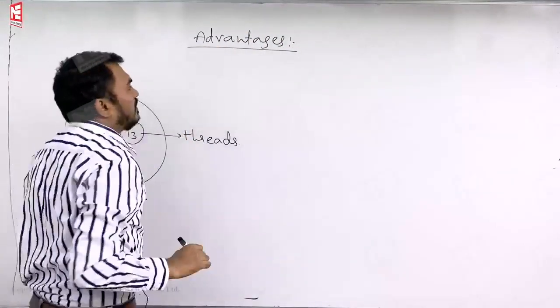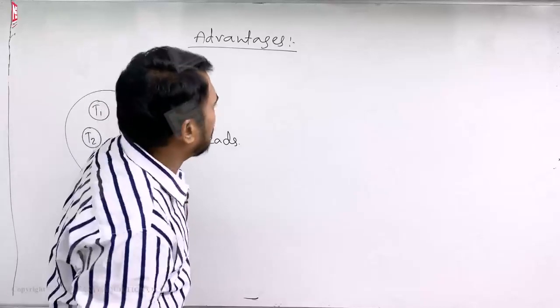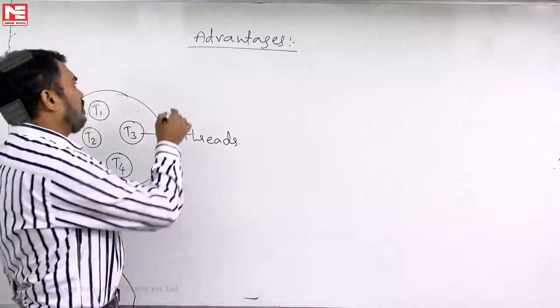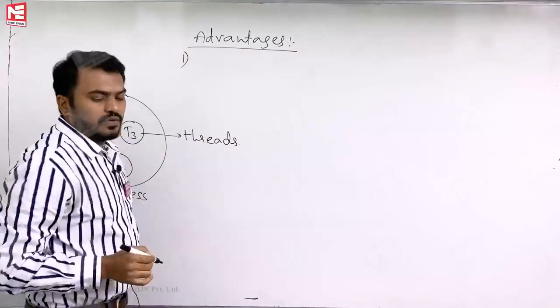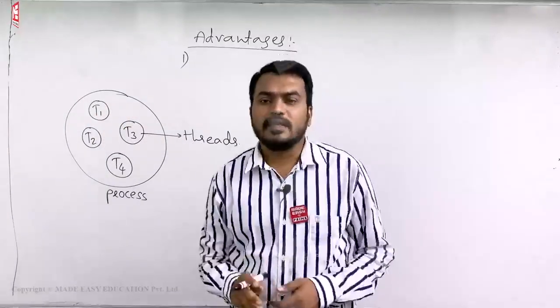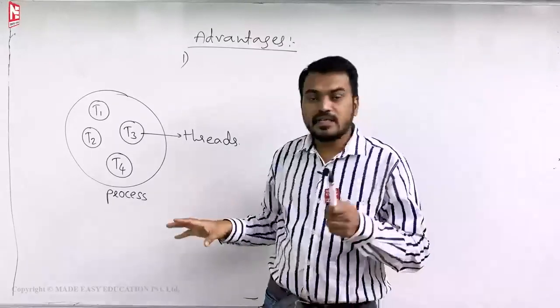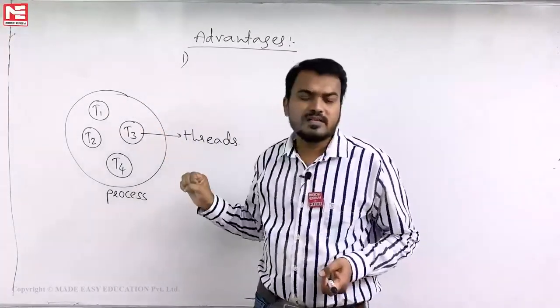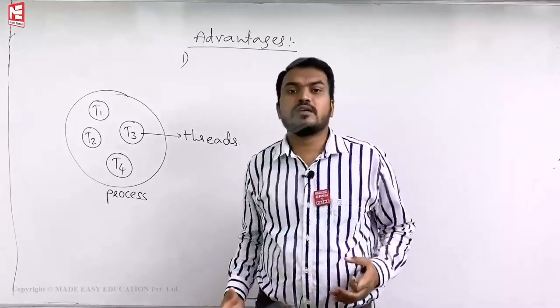So why are we dividing it like that? Let's try to understand the advantages of threads. Note down, copy advantages of threads. The first advantage is, look here. Let's say for example, what is the advantage? I am repeating: if you have a large process like this, you are going to divide it into multiple threads. So why are you dividing it like that? Let's try to understand here.